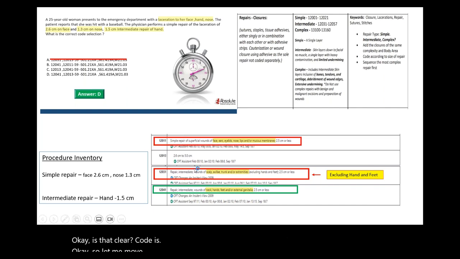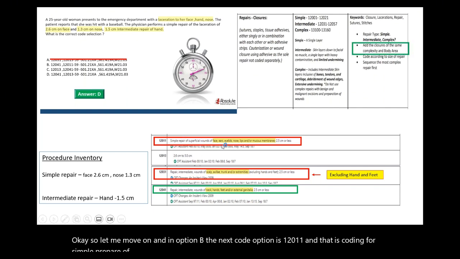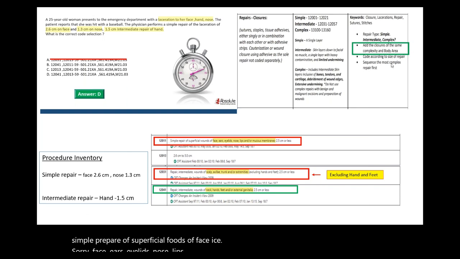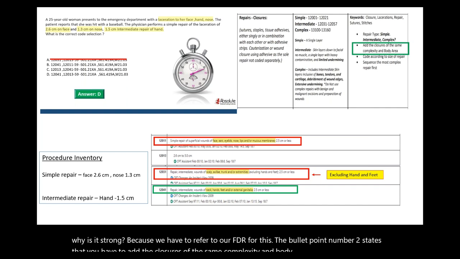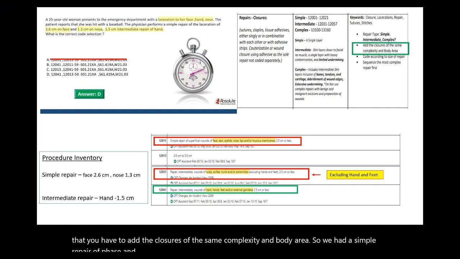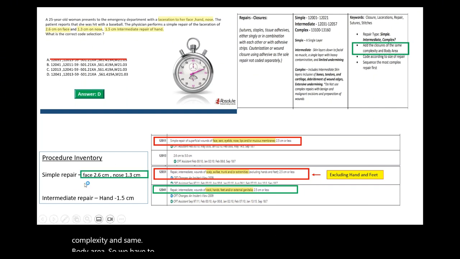In option B, the next code option is 12011, and that is coding for simple repair of superficial wounds of face, ears, eyelids, nose, lips, and/or mucous membrane, 2.5 centimeters or less. So why is this wrong? Because we have to refer to our FDR for this. Bullet point number 2 states that you have to add the closures of the same complexity and body area. So we had a simple repair of face and nose. Both have simple repair, so they have the same complexity and same body area. So we have to add the repair of face and nose.